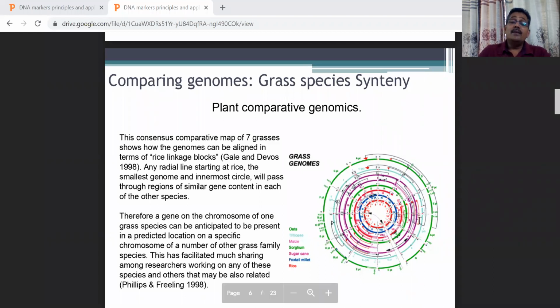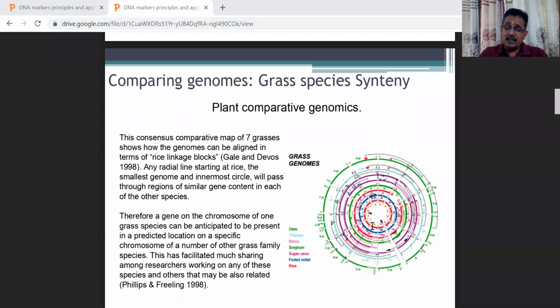So when you develop a marker: the first rice genome was sequenced in 2004, and the rice genome sequence helped us with other genomes. During 2004-5, except rice, no other genomes were sequenced. So this genome sequence helped us develop markers for other species.